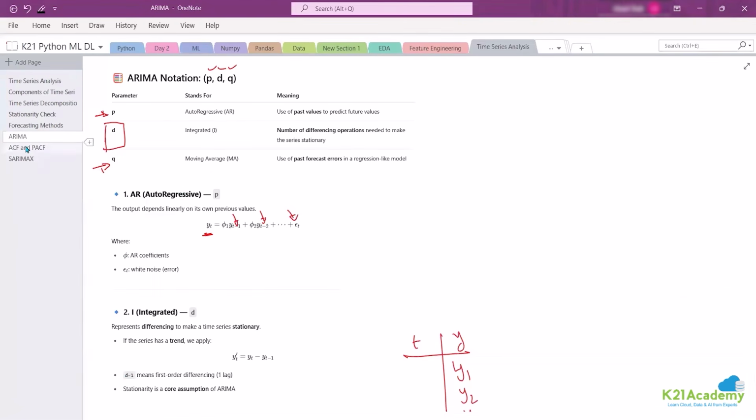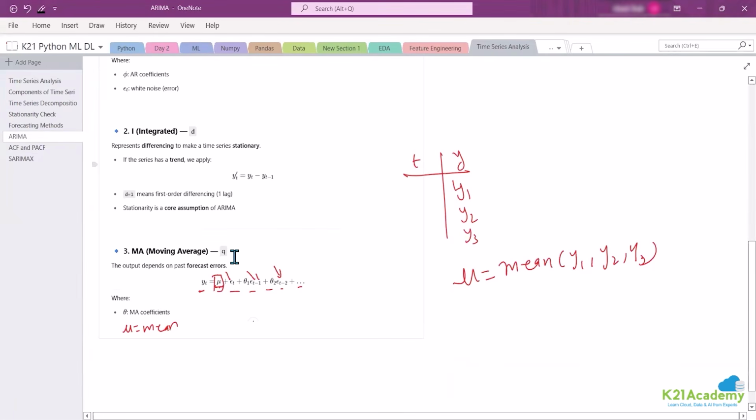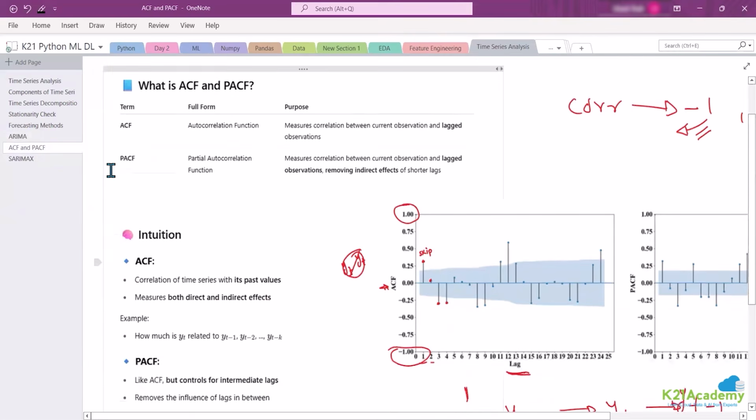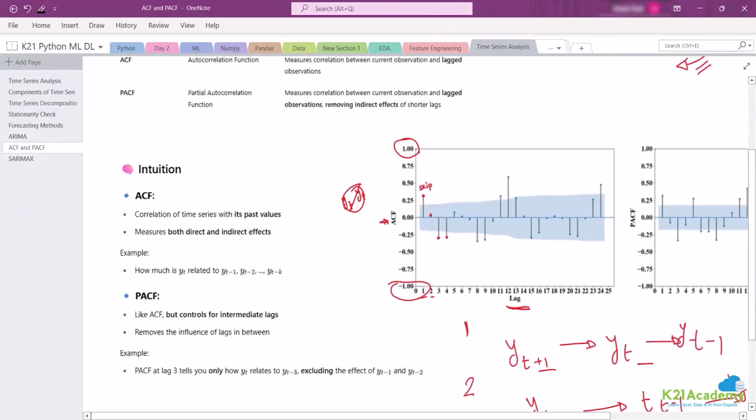And here in moving average we are having the q value. So ACF will give us the Q value, and PACF will give us the P value. Now, how is this P value and Q value considered?